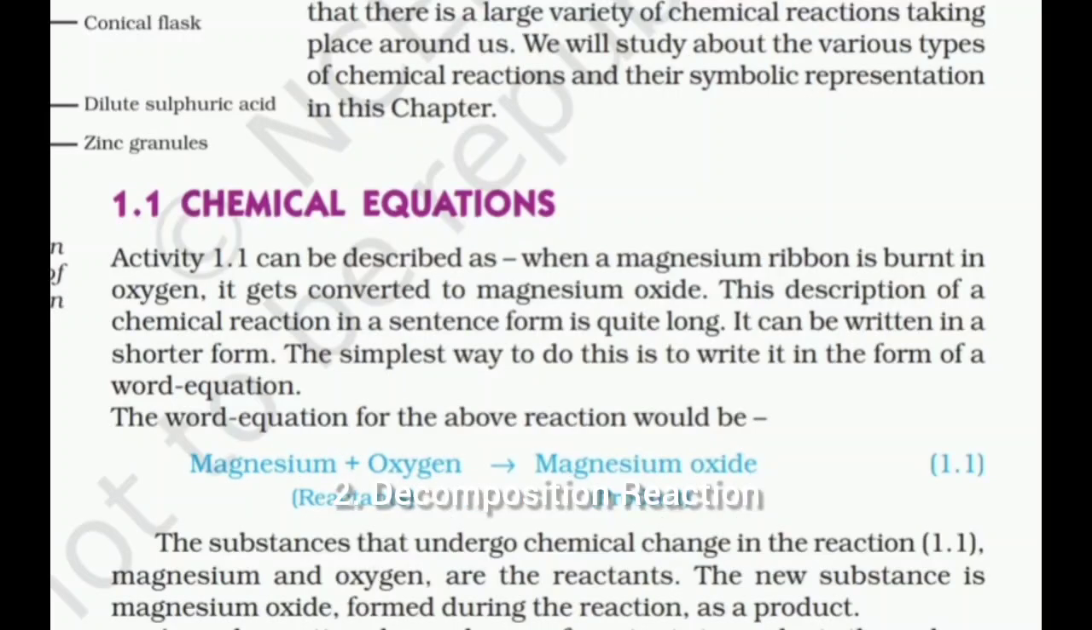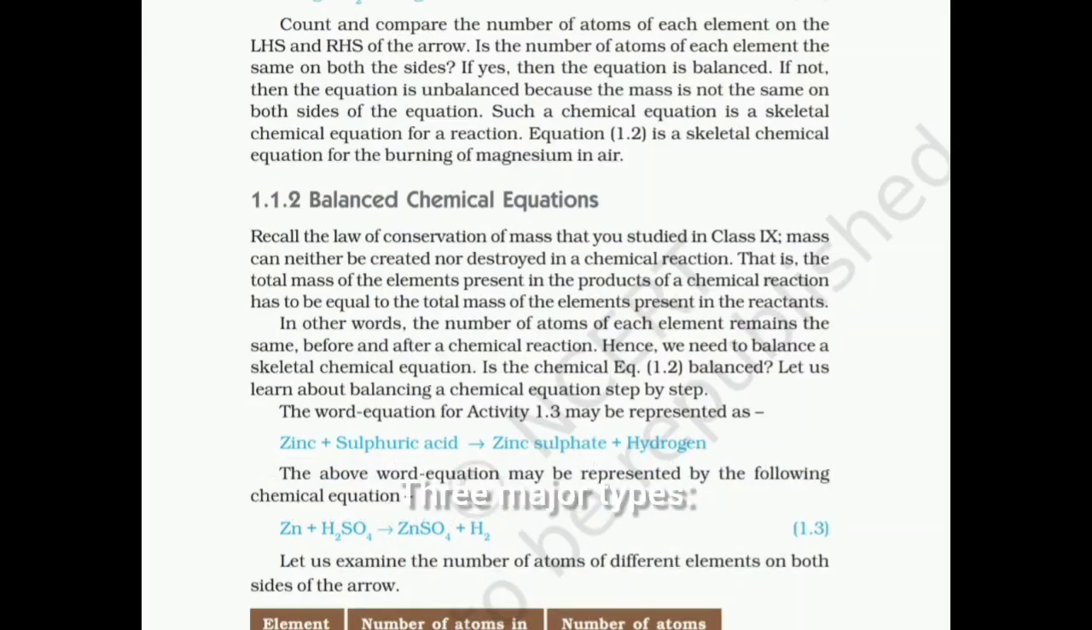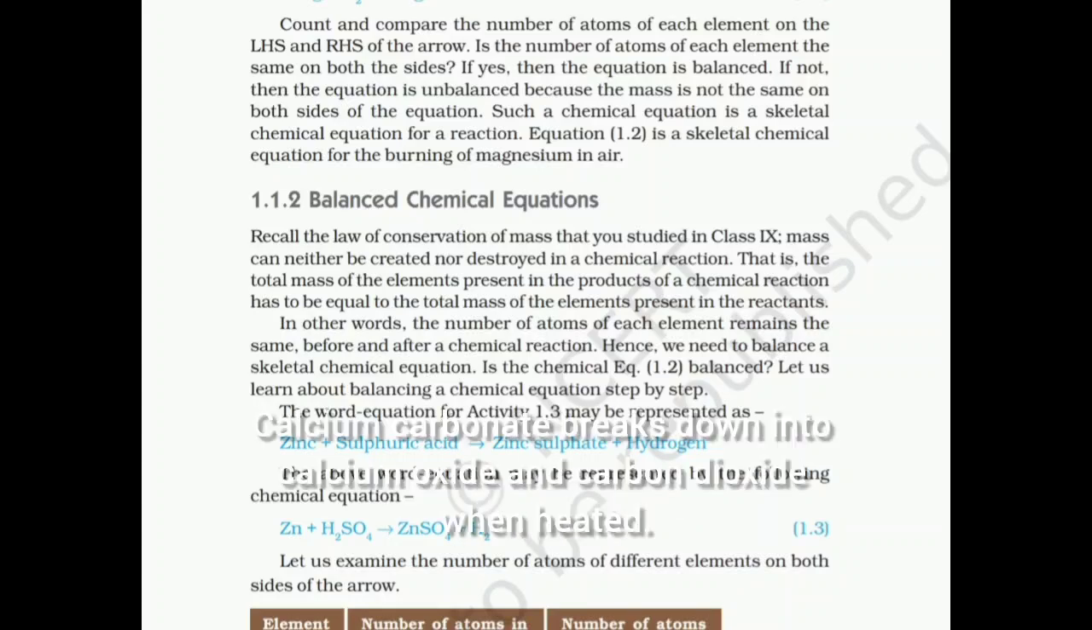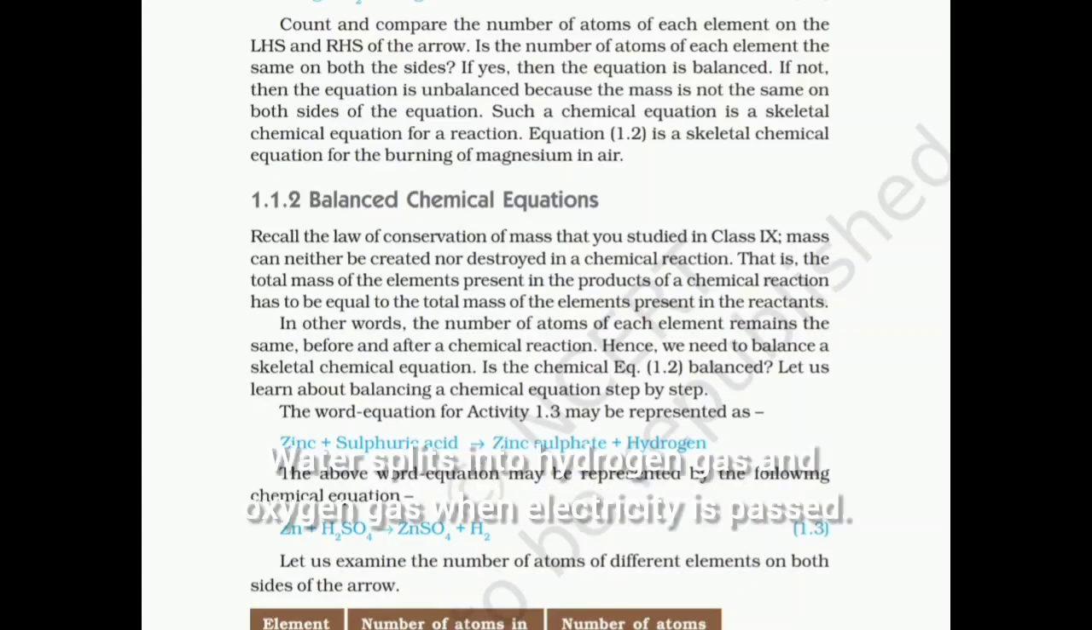2. Decomposition reaction. A single compound breaks down into two or more simpler substances. 3 major types. A. Thermal decomposition. Heat energy is used. Example: calcium carbonate breaks down into calcium oxide and carbon dioxide when heated. B. Electrolytic decomposition. Electric current is used. Example: water splits into hydrogen gas and oxygen gas when electricity is passed.